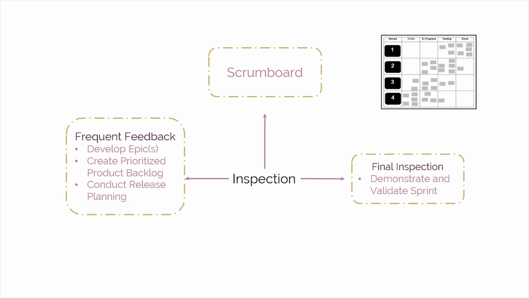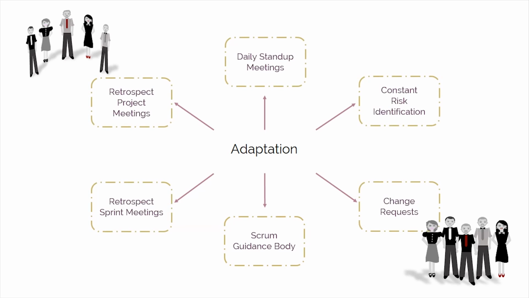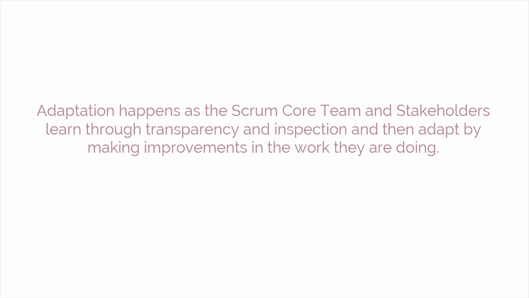The third main characteristic of empirical process control is adaptation. Let's take a look at the displayed diagram that summarizes the concept of adaptation in Scrum. Adaptation happens as the Scrum core team and stakeholders learn through transparency and inspection and then adapt by making improvements in the work they're doing. Some examples of adaptation include the following.